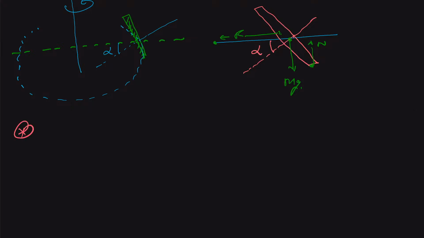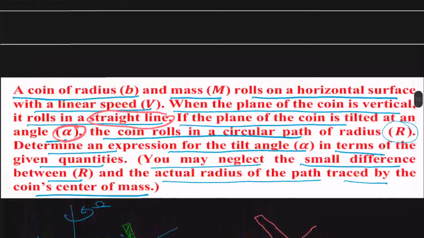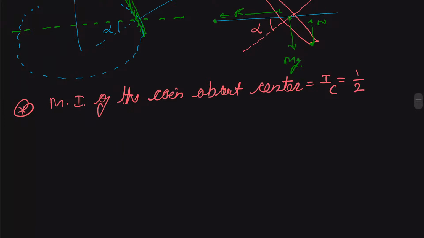So let us make that moment of inertia of the coin about its center. About its center, and let us call this IC, which will be equal to half, and its radius is given to us as b, so this will be half mb square.